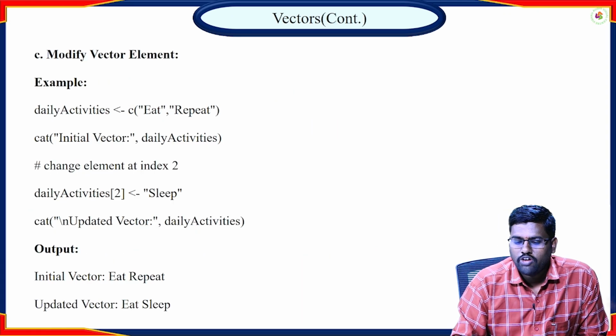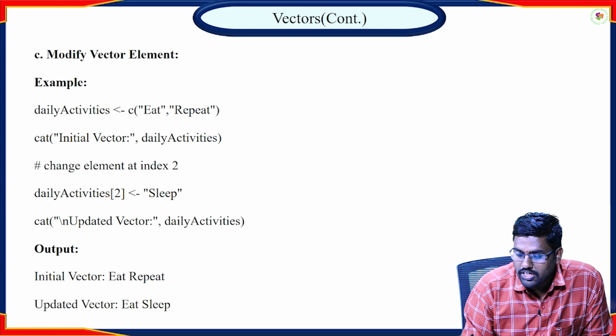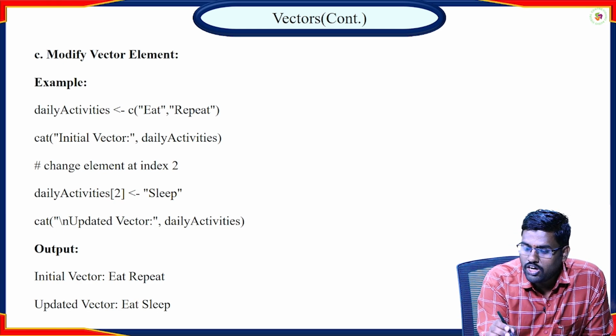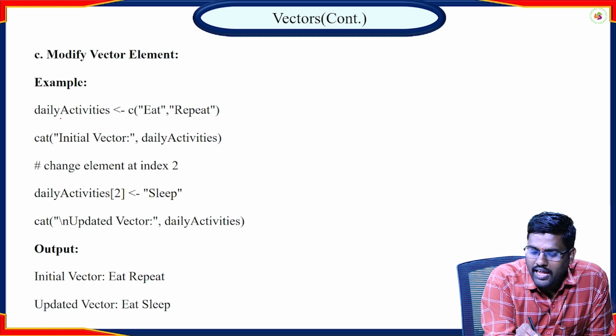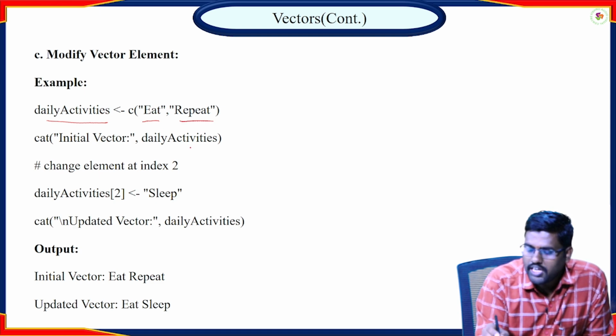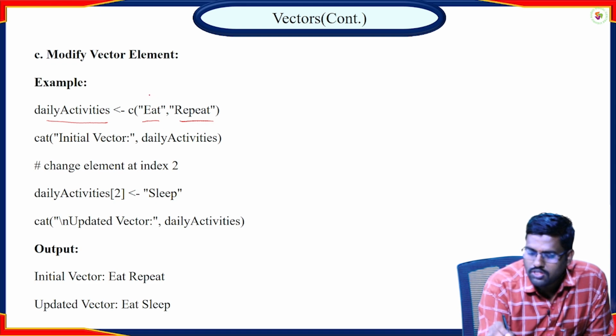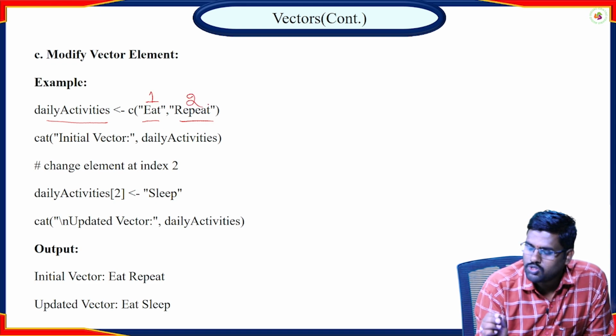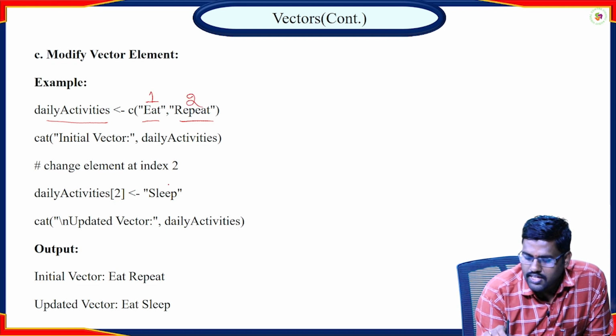For example, if I want to change a particular element value based on the index, for that we use modify vector element. For example, I gave the variable name daily activities. The collection values are eat and repeat. These are the two values I gave here. Initially they print eat and repeat. Next I want to change. We already know this index number is 1 and this index number is 2. Now I want to change the second index value.